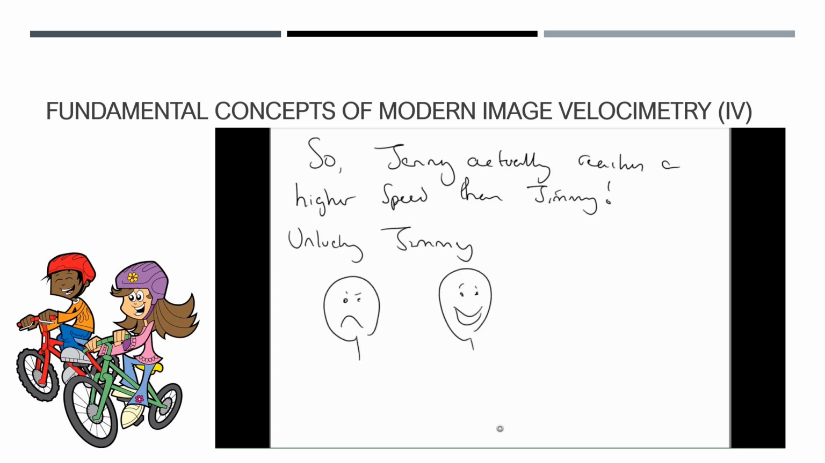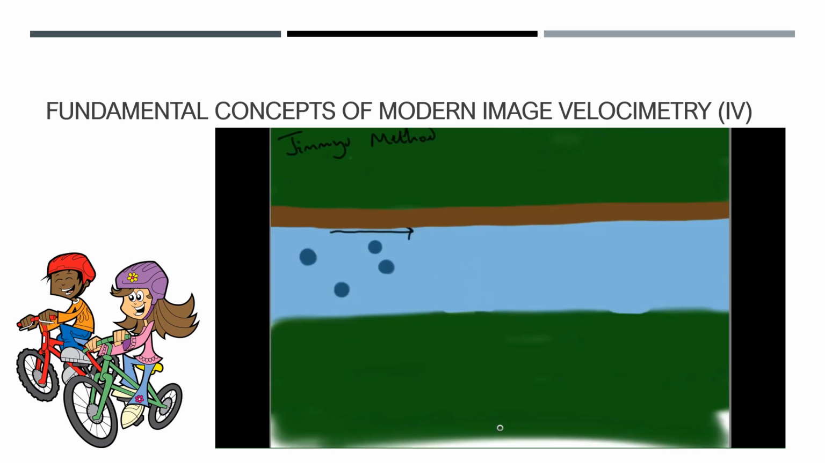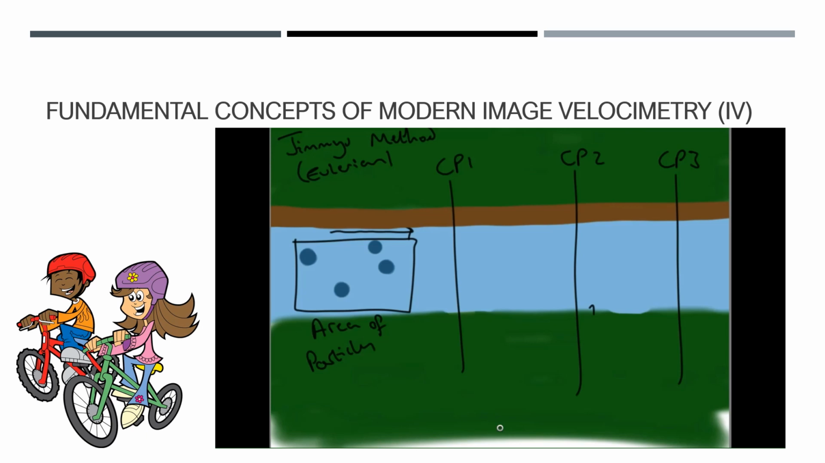Unlucky Jimmy. But how does this all relate to my research? So here we have a river with some visible traces, which could be anything from naturally occurring foam to traces placed in the stream. Let's look at Jimmy's method, also known as Eulerian.